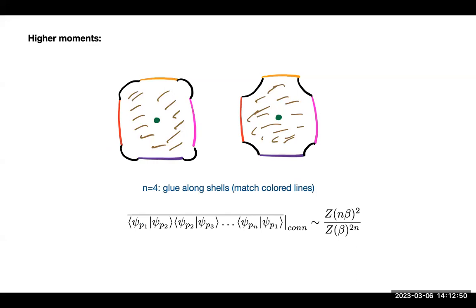You can also compute higher moments just by gluing together. Here are the boundaries, these colored lines are different shells, and we glue them together. For sufficiently large masses, for nth moments like this, we universally get a ratio, which is Z(nβ), where β is the temperature of the black hole we started with and n is the number of the moment, divided by Z(β) to the n. Small number, but it comes out.